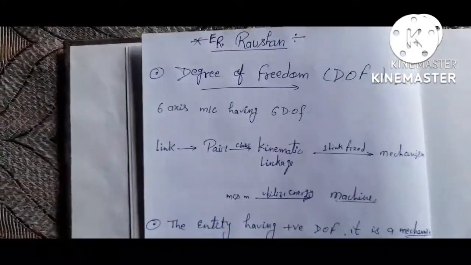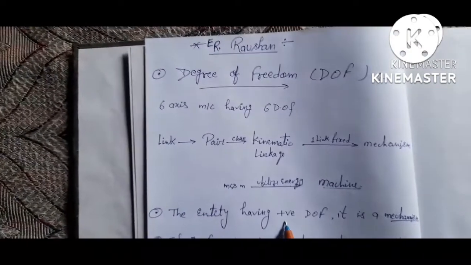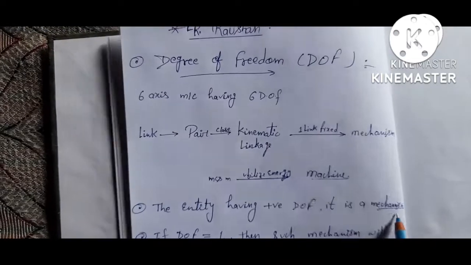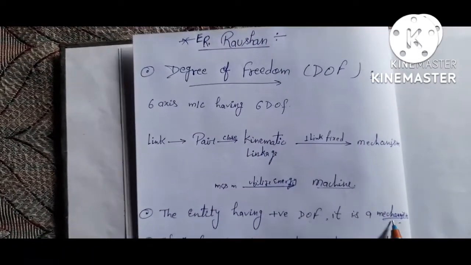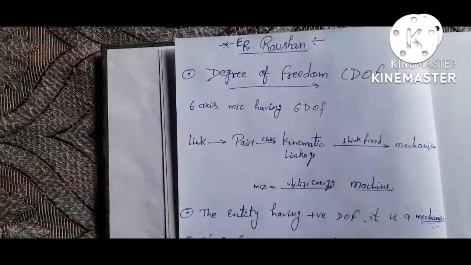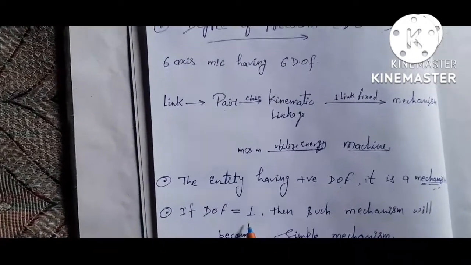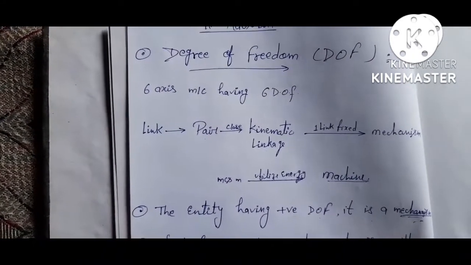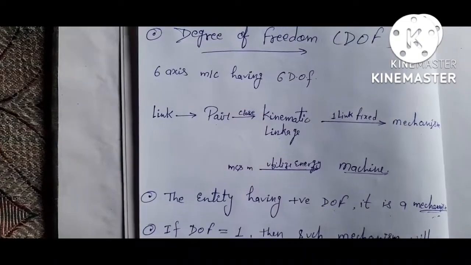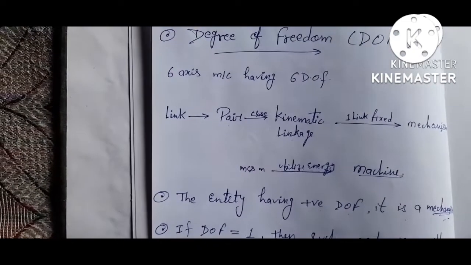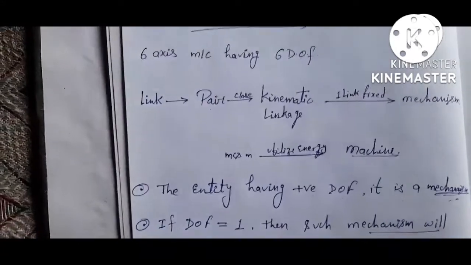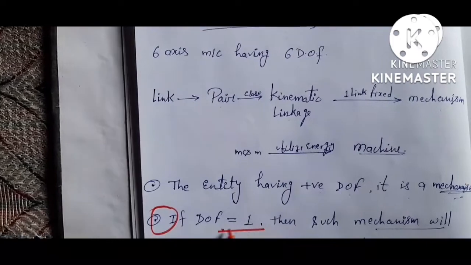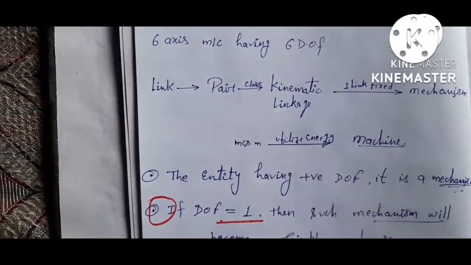So friends, if any entity has positive degree of freedom, then it will be known as a mechanism. Positive degree of freedom is known as mechanism. If any entity has 1 degree of freedom, if degree of freedom equals 1, then such a mechanism is known as a simple mechanism. Friends, please note these terms because they are used further. Degree of freedom 1, then it will become a simple mechanism.